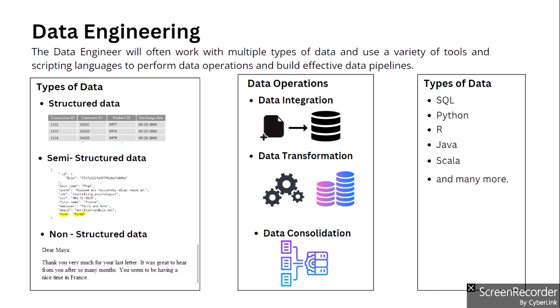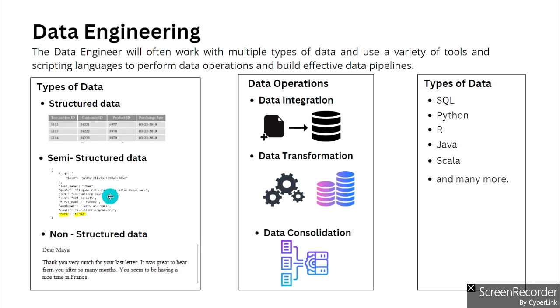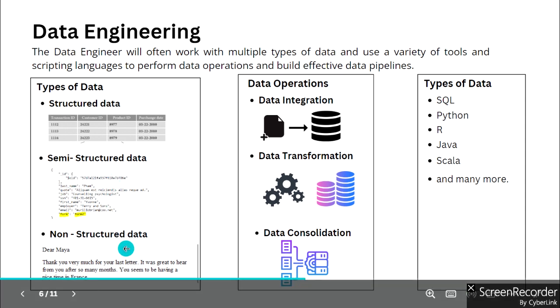In data engineering, you get to deal with three different types of data. Number one is structured data, where you get all the data in the form of rows and columns, that is, tabular data. The semi-structured data does not have a fixed pattern, but if you wish, you can extract the data into a proper pattern using some tools. That is your JSON files and XML files. And the non-structured data is basically your images and audios.